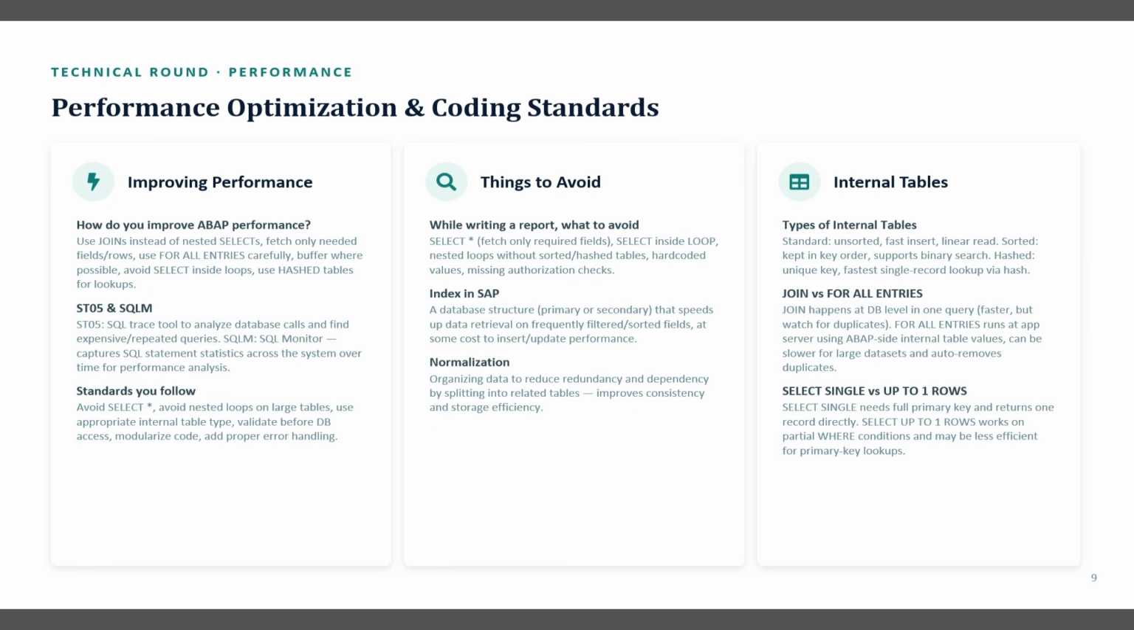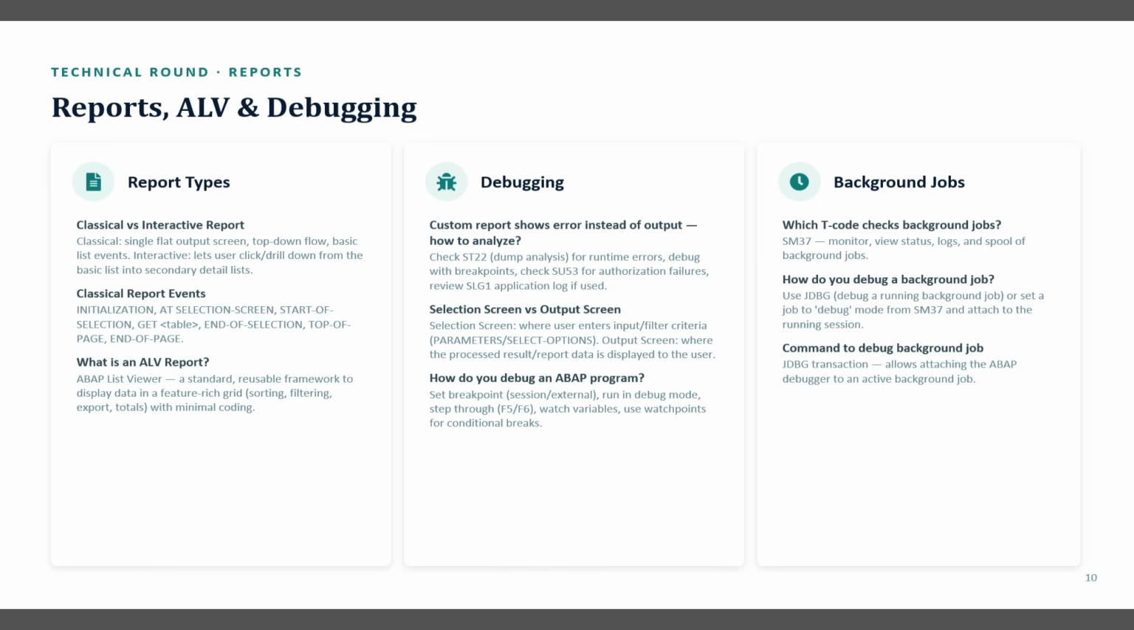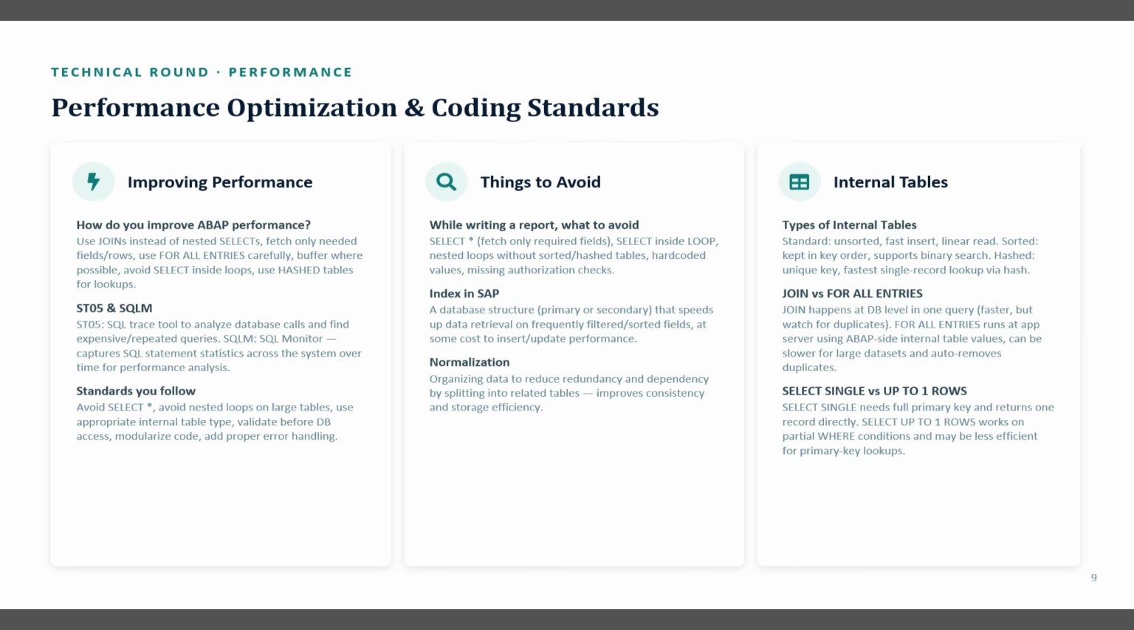And don't forget internal table types. Standard tables are unsorted with fast inserts, sorted tables maintain key order for binary search, and hash tables give you the fastest single record lookup through a unique key.